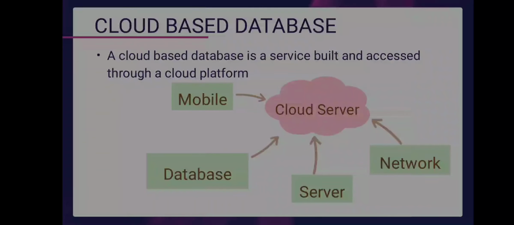Cloud based server. Cloud based server means whatever data is stored from your mobile phone, database, server or network, it is stored on the cloud. For example, if I click a photo, it will be stored in the gallery, but after that it will also be stored in Google Photos. This is known as a cloud based server. Means you are not storing it directly, but your gallery is redirecting it into cloud storage.